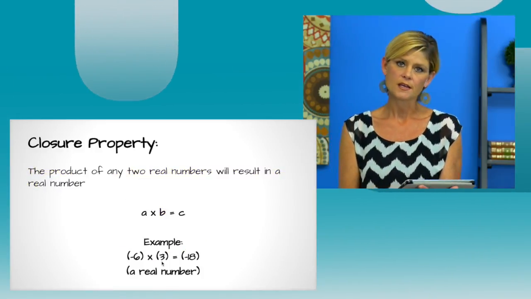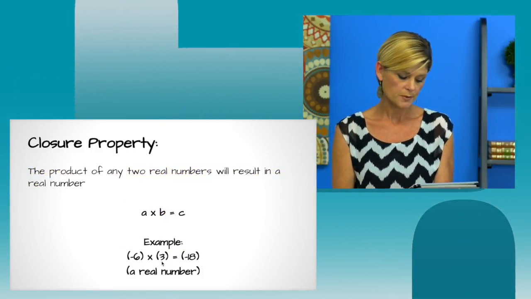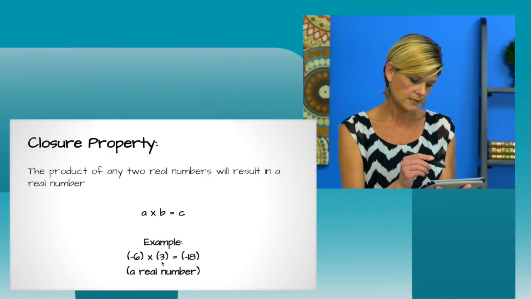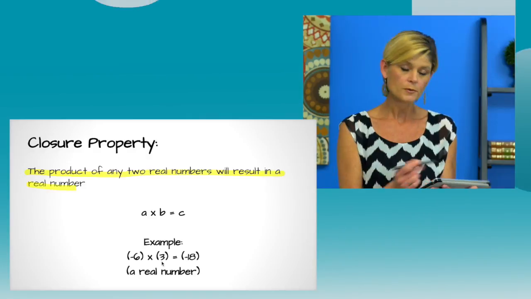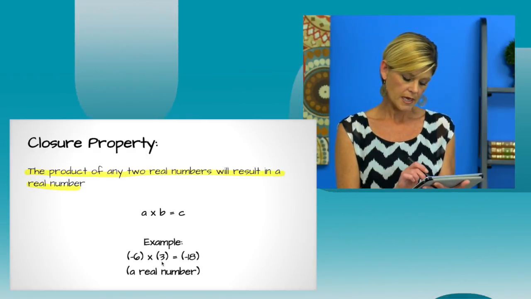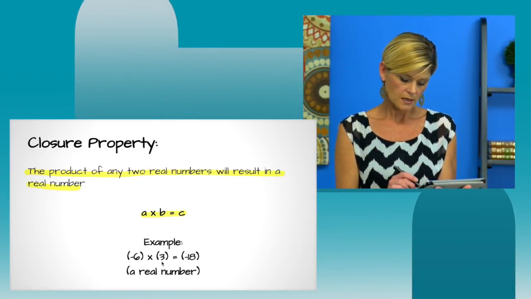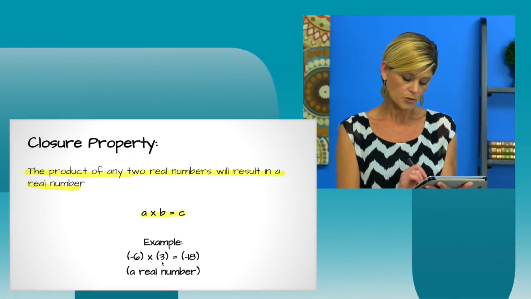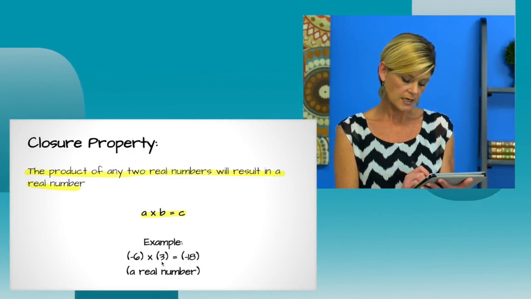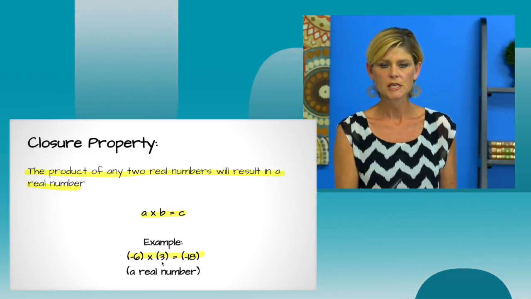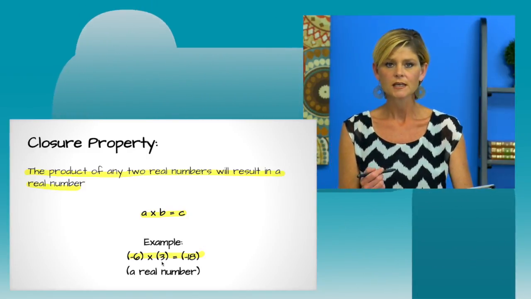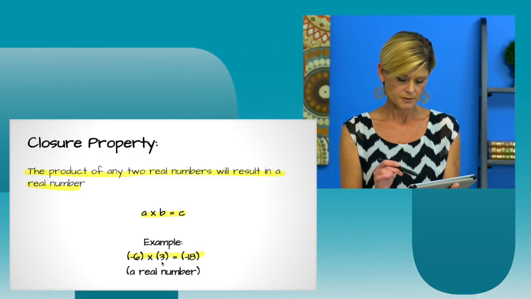We also have in multiplication the closure property, and the closure property tells us that the product of any two real numbers will result in a real number. So A times B equals C. An example using numbers would be -6 times 3 equals -18. And the result of that multiplication problem, using the closure property, the product is a real number.